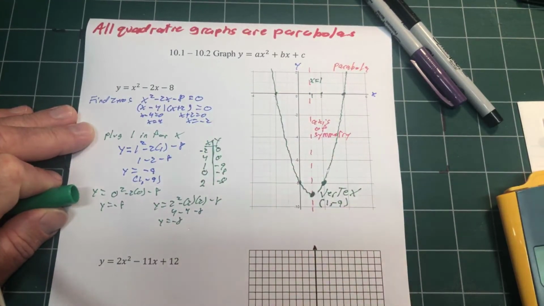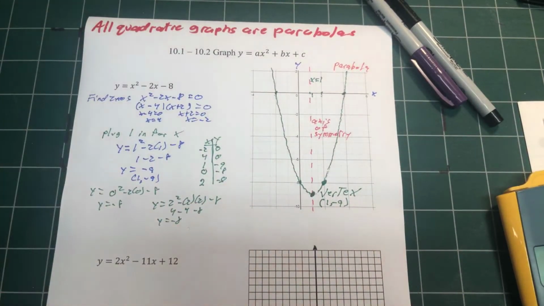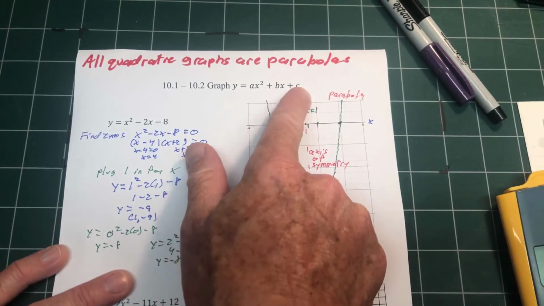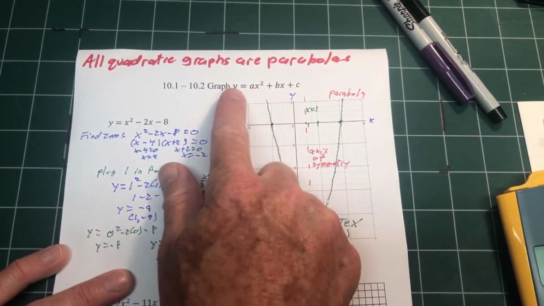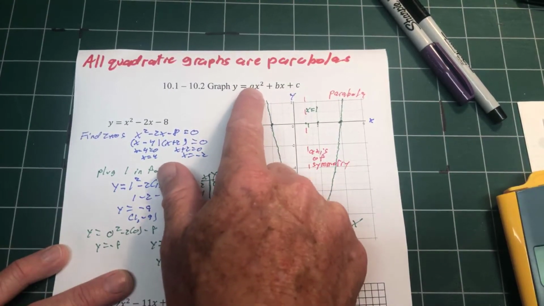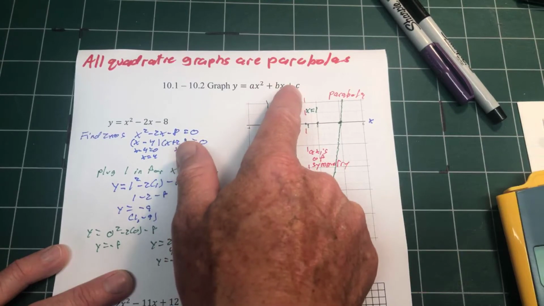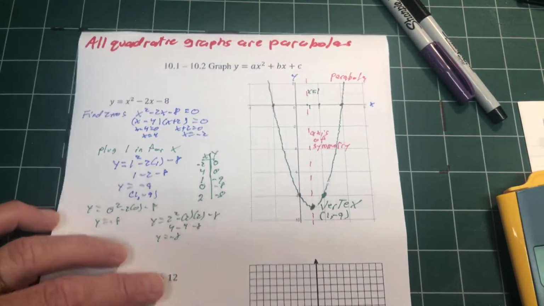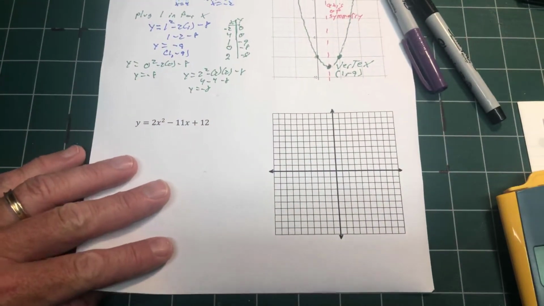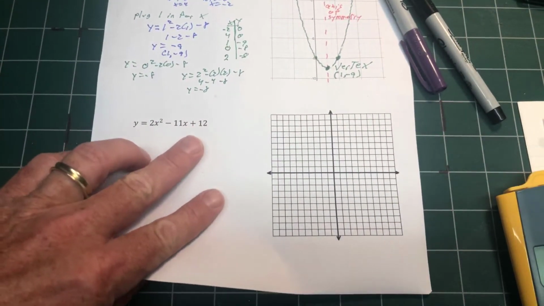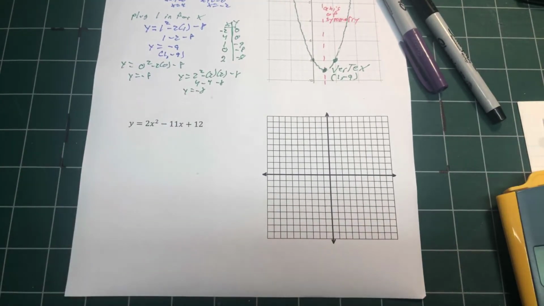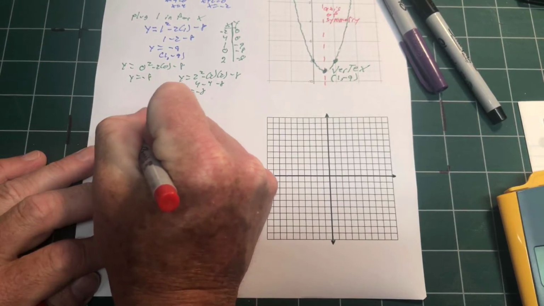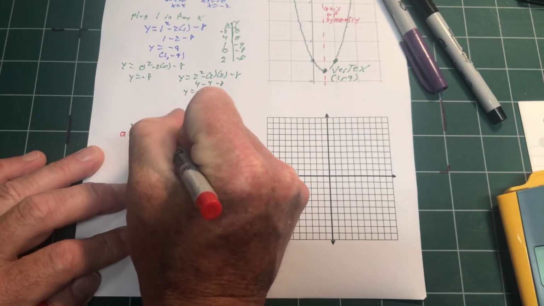All right, see these letters up here? A, B, and C. Those letters are important. The reason it's in this standard form is because those A's, B's, and C's really give us a lot of information about our graph. Let's take a look at this one here. y equals 2x squared minus 11x plus 12. And when I look at this, I can see that a equals 2, b equals negative 11, and c equals 12.